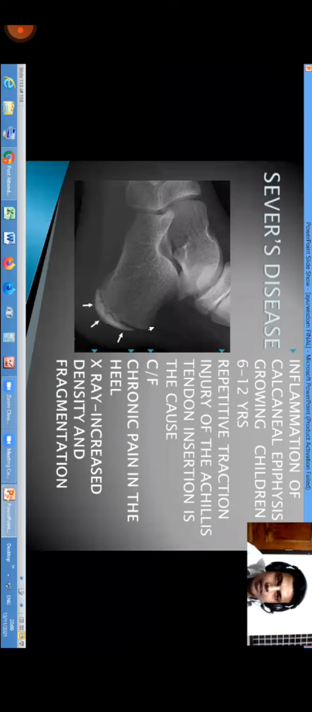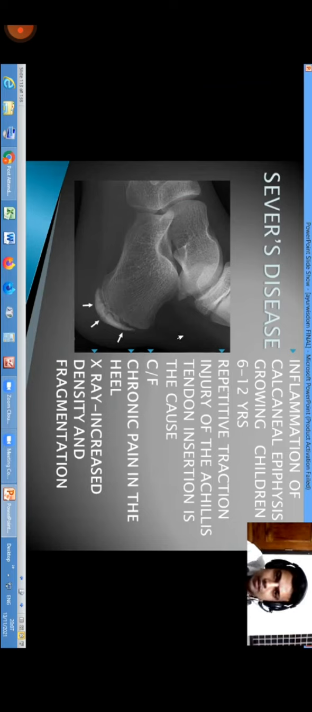And coming to Sever's disease, it is seen in children more commonly. Here in this X-ray we can see the epiphysis of the calcaneum is more detached, or there is a gap in this area, and here we can also see increased density. This is typical of Sever's disease.